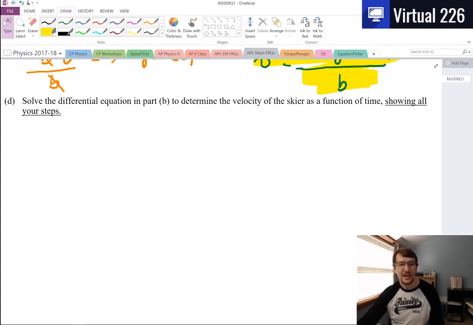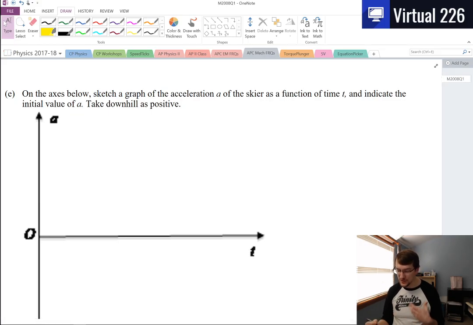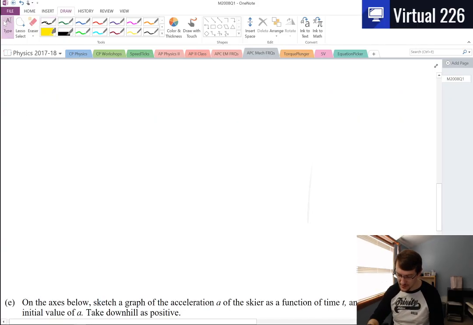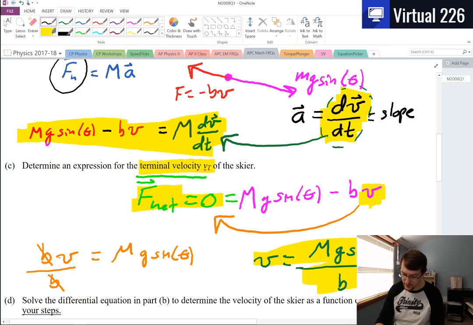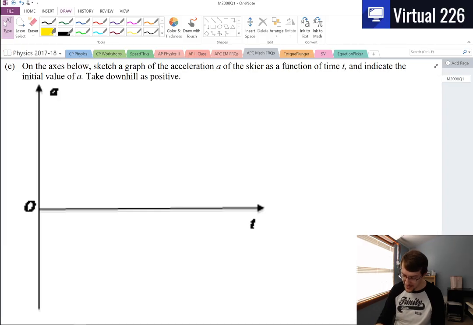Okay? In part E, we're asked to sketch a graph of the acceleration of the skier as a function of time and indicate the initial value of a, taking downhill to be positive. Okay? Well, if we start somewhere, we know just based off of the skier, because the air resistance is pushing against them, we know that their acceleration will slow down. Eventually, as we saw here, they're going to hit a terminal velocity, and that acceleration is going to be 0. So we know that this graph needs to end low, and it needs to start up high.